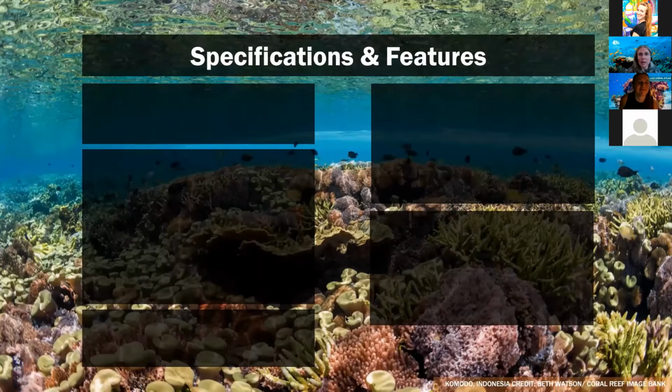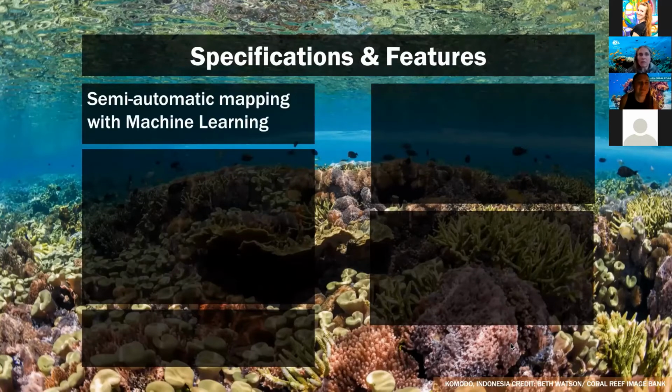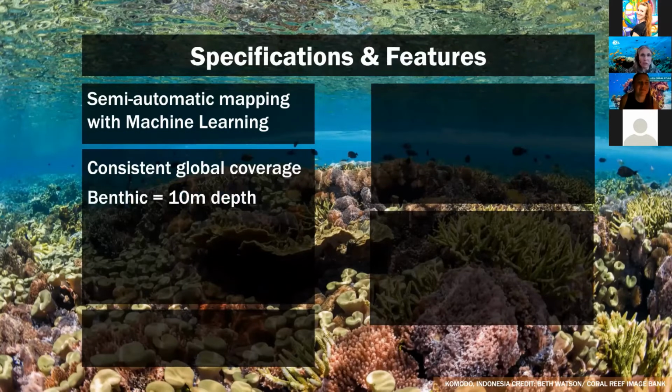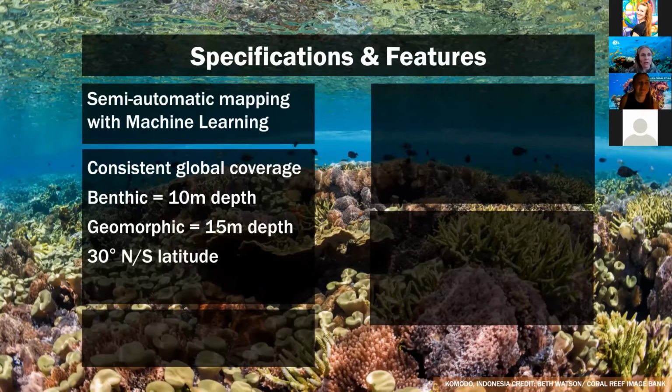Next slide. These are just a few more specifications and features of the atlas. As I mentioned, there's semi-automatic mapping with machine learning. It provides consistent global coverage. There are two major products. The benthic classes go to 10 meters, the geomorphic zones to 15 meters. The spatial coverage is those tropical coral reefs, 30 degrees north and south latitude.